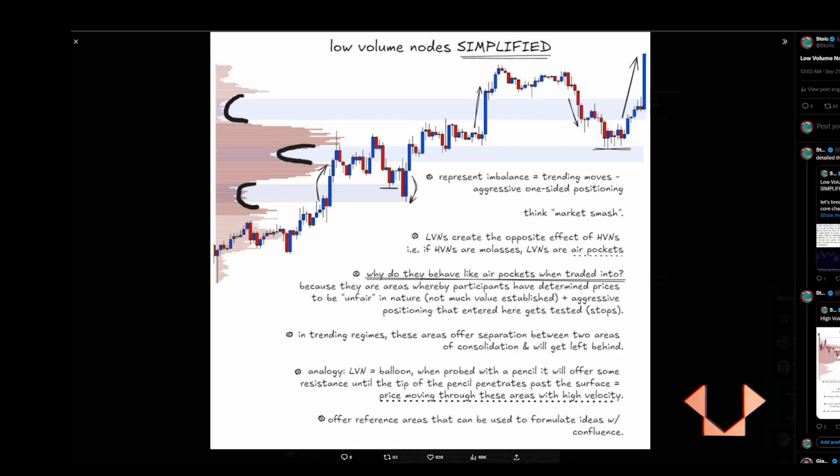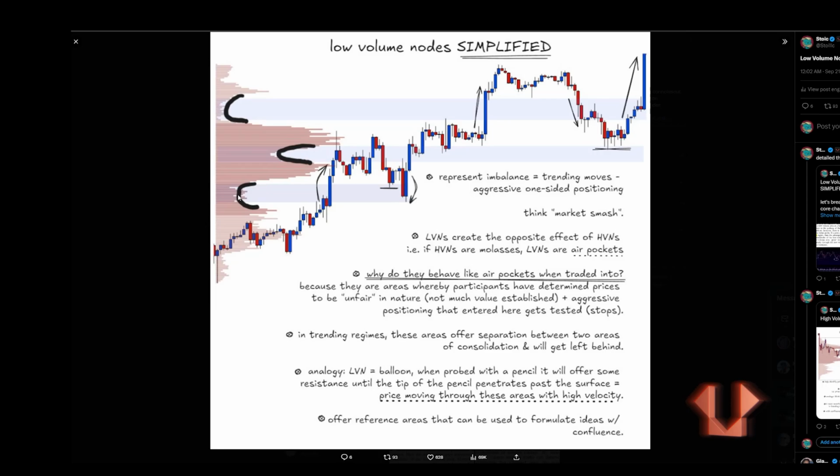Moving on to low volume nodes or LVNs, just as HVNs create areas where prices slow down or there's friction in these areas, LVNs basically create the opposite impact. So if price starts penetrating significantly into these areas, it traverses through with speed. And you can look at them as air pockets or air gaps or low gravity areas, whatever you want to call it. This basically happens because there's little to no value established. And what this translates to is that participants have little historical reference or bias in terms of what it means to trade into these areas.